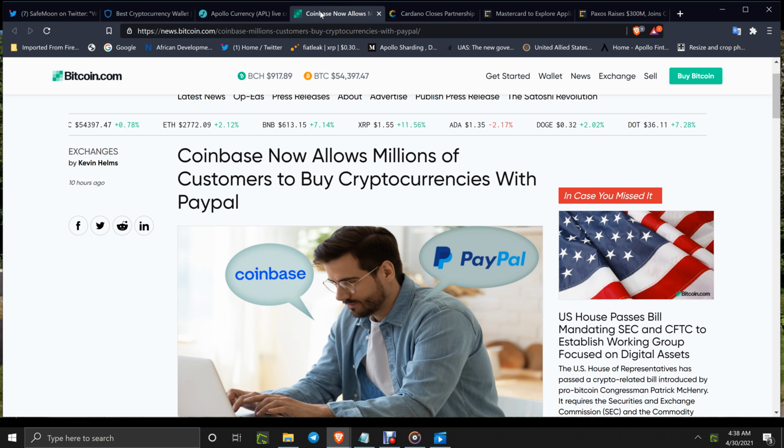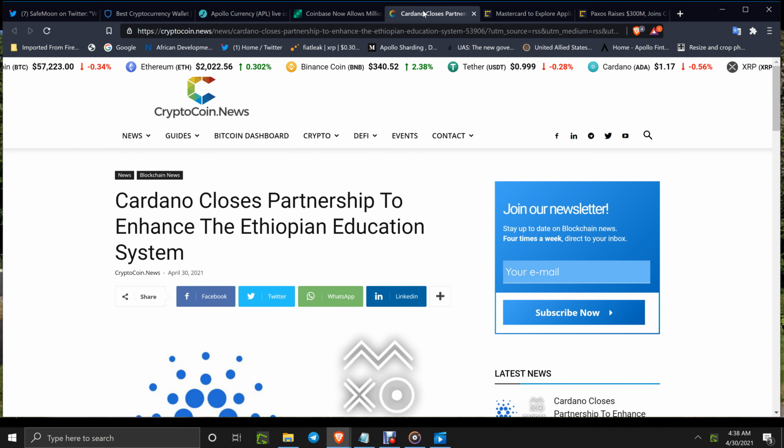Coinbase now allows millions of customers to buy cryptocurrencies with PayPal in the USA. And you cannot use your debit cards or credit cards that are linked to PayPal to buy the currency. Can't. It has to be money in your PayPal balance. You can still use your bank credit card that is using your bank style setup. You can do that with Coinbase. But to use PayPal, it's money in your PayPal balance for USA customers.